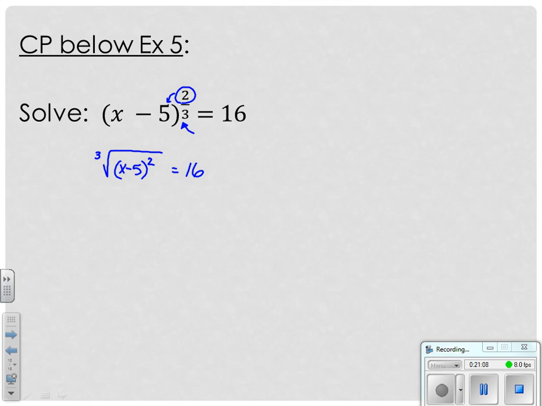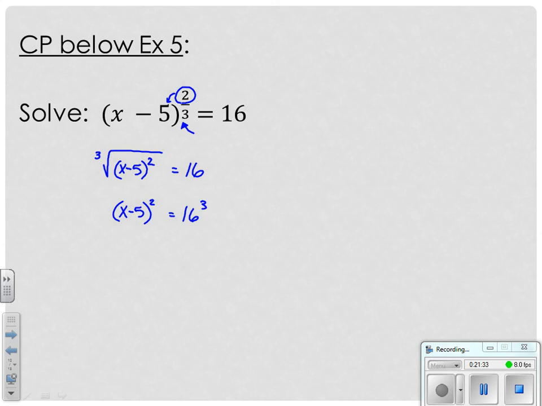Now if I have a cubed root, in order to get rid of a cubed root, I'm going to cube both sides. Just like if you're getting rid of a square root, you square both sides. If you need to clear or get rid of a cubed root, you're going to cube both sides. So if I cube the left-hand side, it's going to leave me with what was underneath the radical. And now I have to cube the right as well.